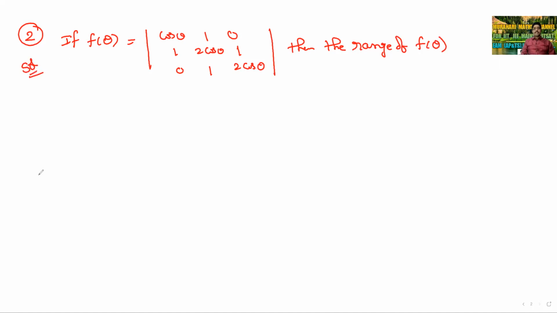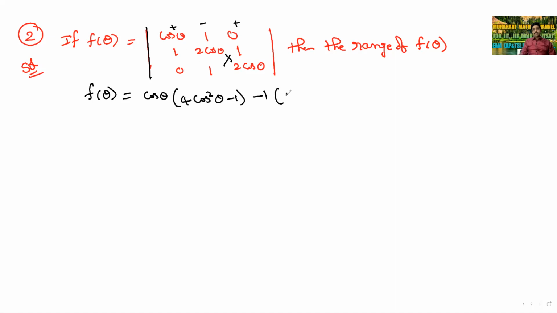So what is given? F of theta is given as a 3 by 3 determinant. Let us simplify. The signs are plus, minus, plus. So cos theta into the determinant of remaining elements after deleting the first row and first column, which is 4 cos square theta minus 1. Then minus 1 into the element present in the first row and second column.